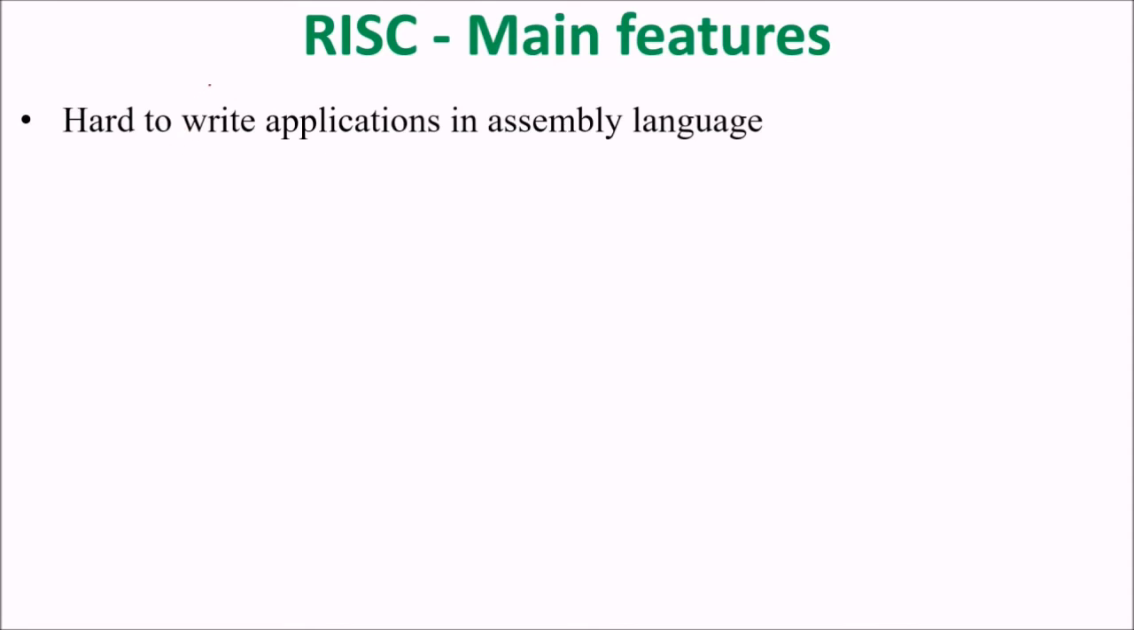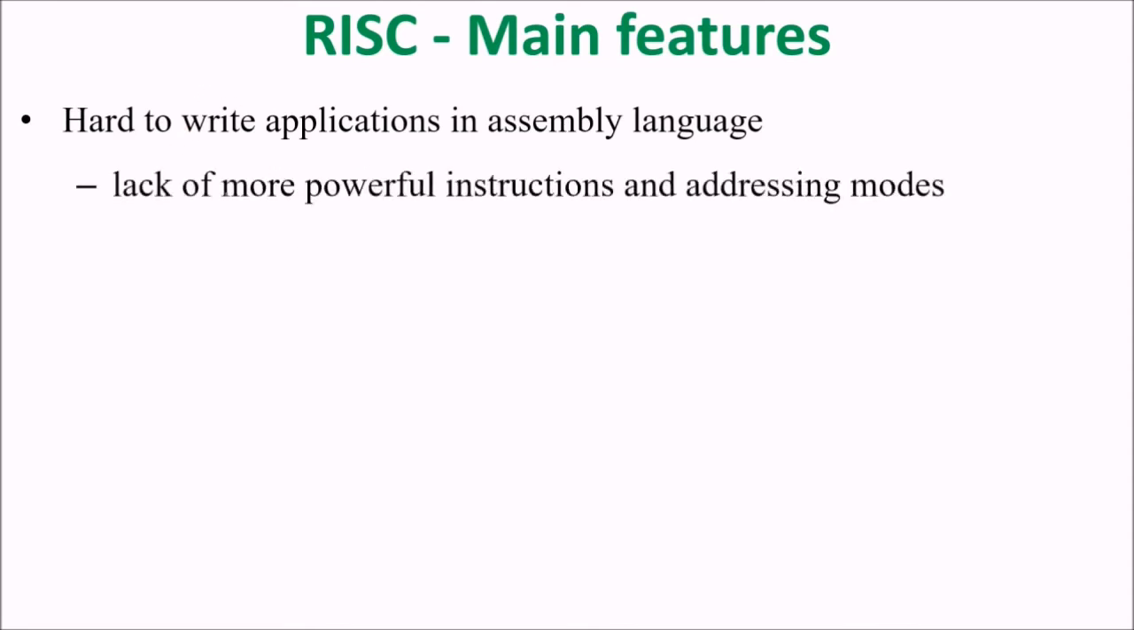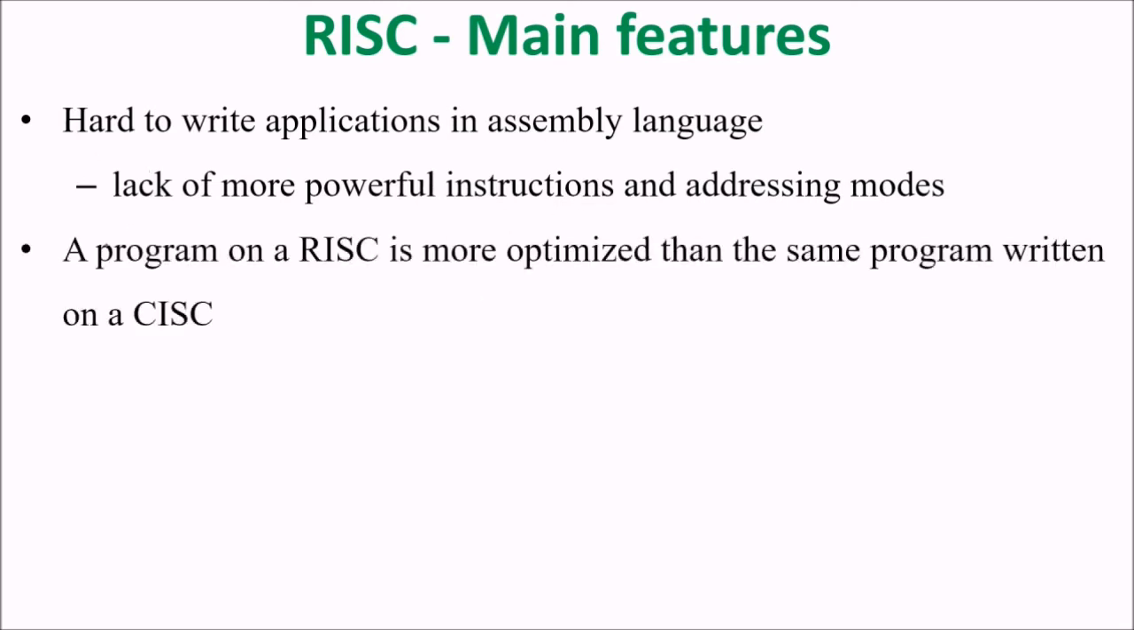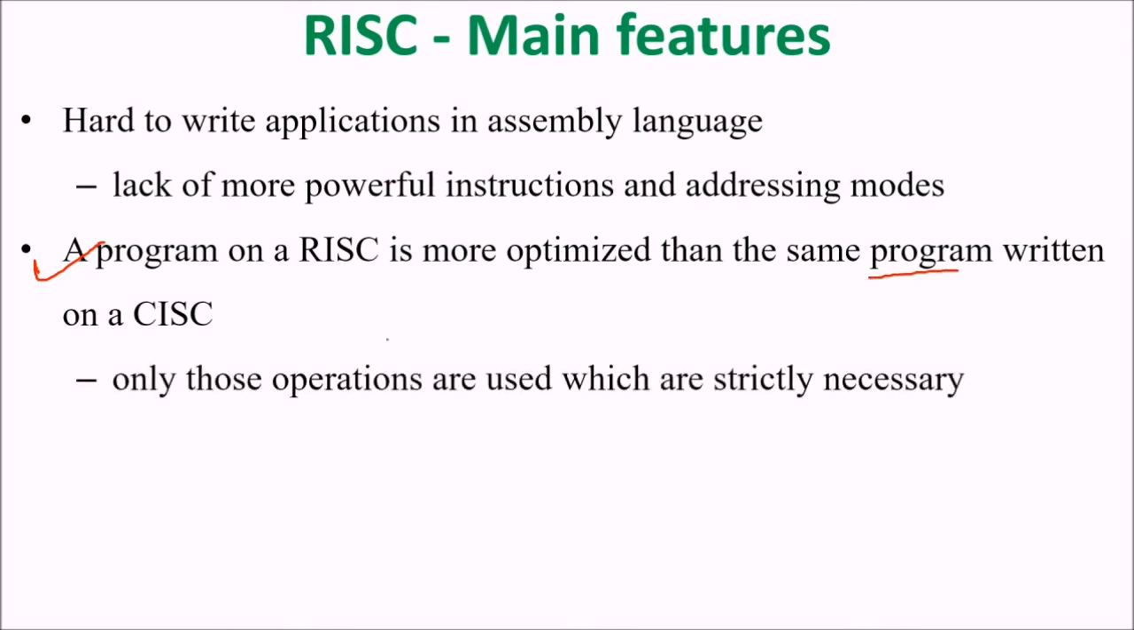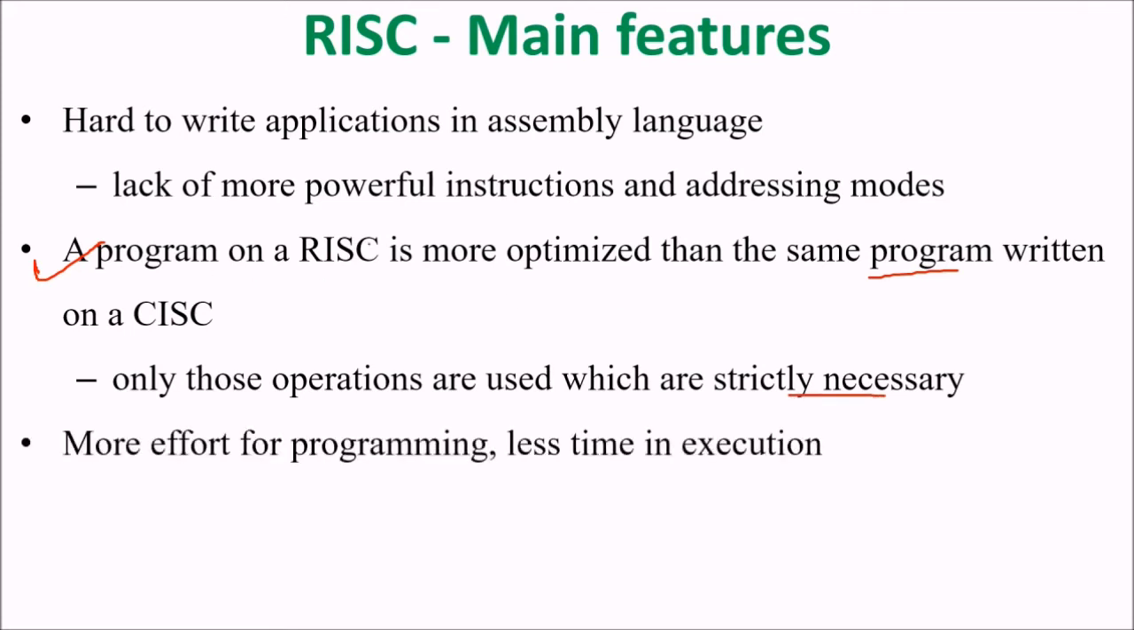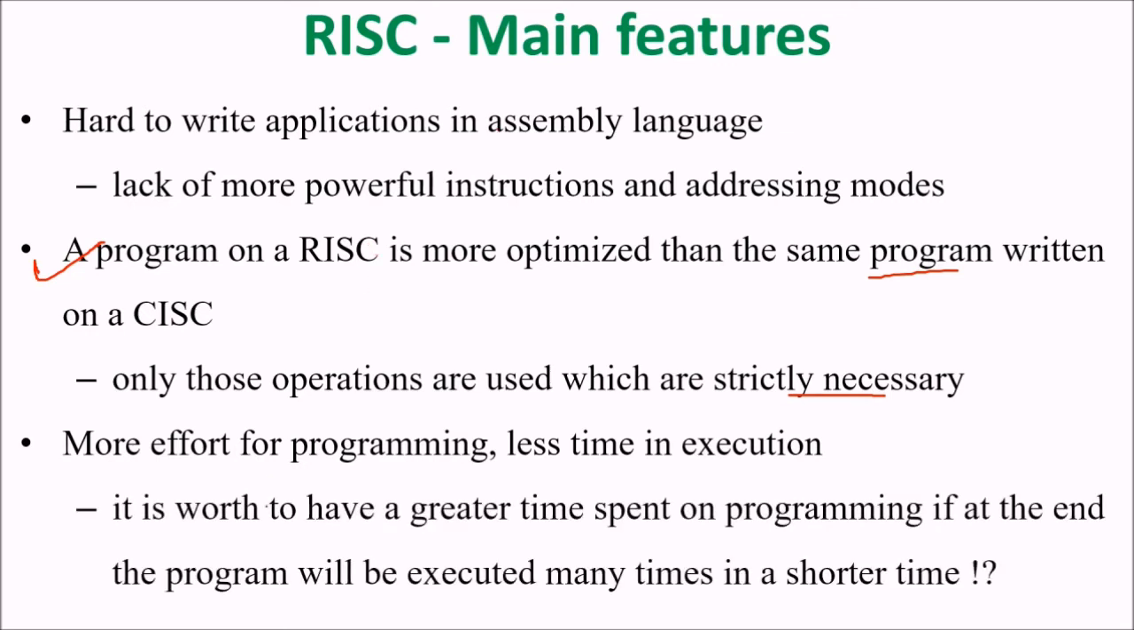It was quite difficult to write applications in assembly language because of the lack of more powerful instructions and addressing modes. So a program on a RISC is more optimized than the same program written on a CISC. Only those operations are used which are strictly necessary. And the effort of programming is high, but the time of execution is less. So it is worth spending greater time on programming if at the end the program will be executed many times in a shorter time.